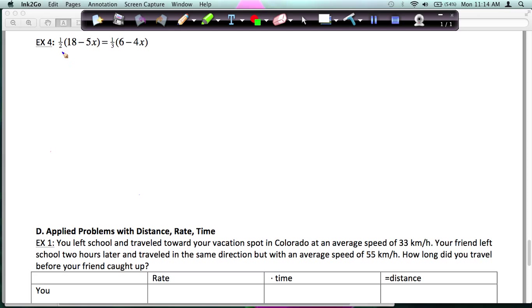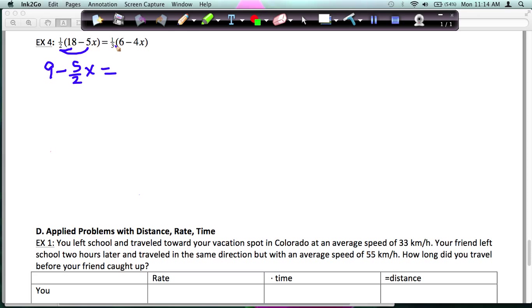Just think first step, I just need to multiply 1/2 times 18 and 1/2 times -5. So I'm going to go ahead and do that. 1/2 of 18 is 9, minus a half times -5 is -5/2. So -5/2 x equals, and don't worry about that 5/2 right now.